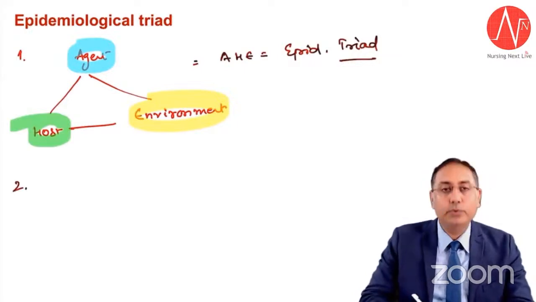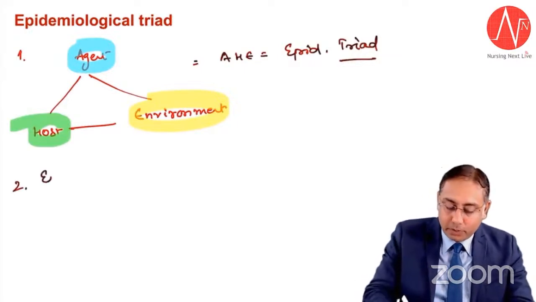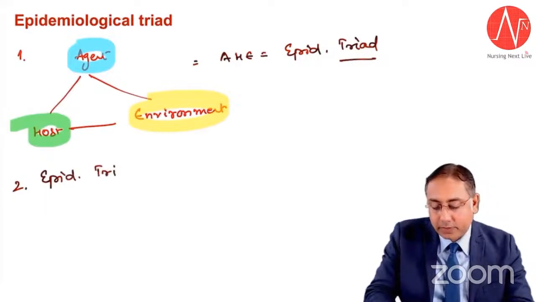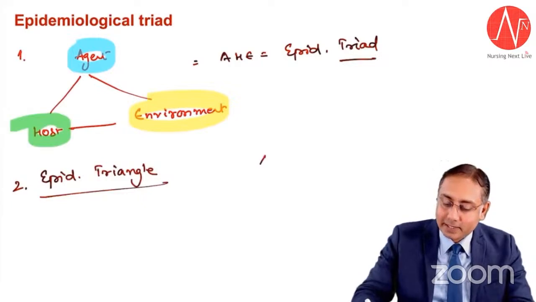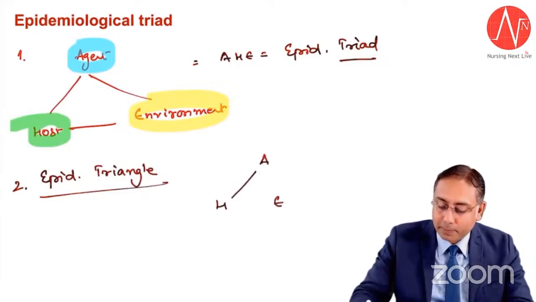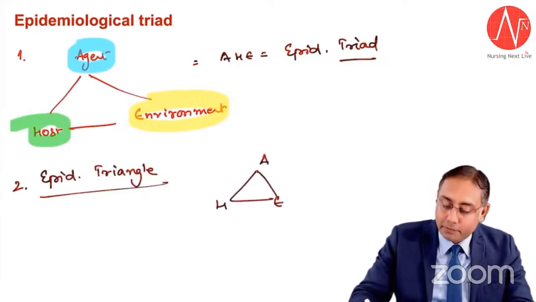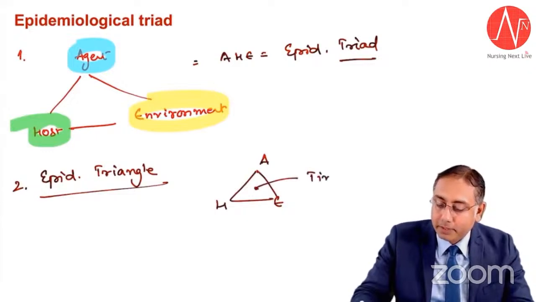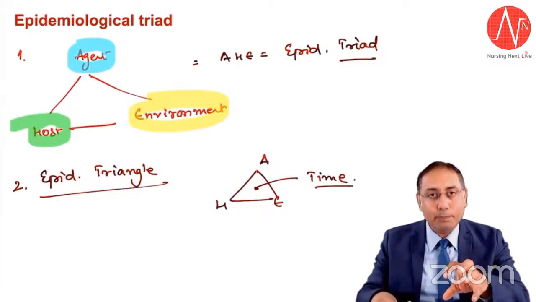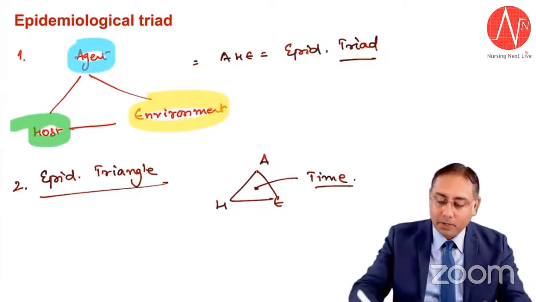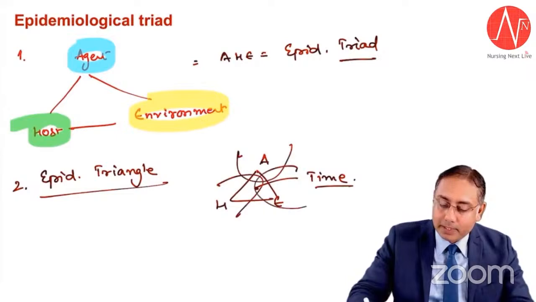Okay, next question number 2. I'm going to confuse you now. What do you mean by the epidemiological triangle? Beta, the epidemiological triangle states that there should be agent, host, and environment, and there should be time in between. The agent should be there with the host at the optimum environment for a particular time. Only then there will be disease.